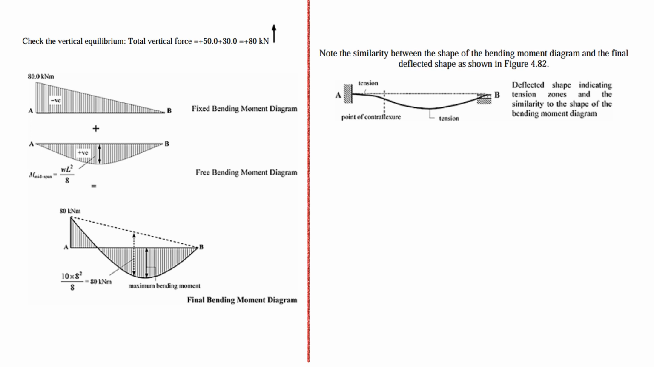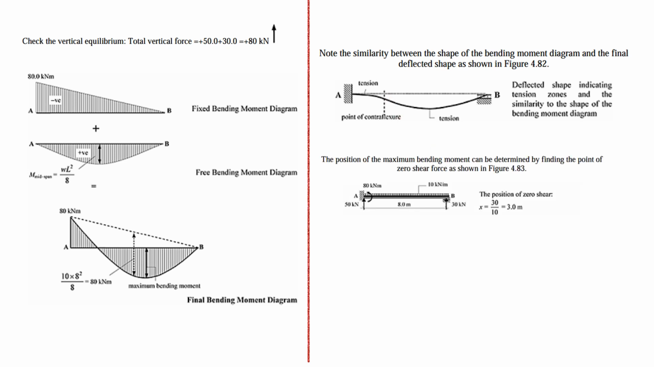Maximum bending moment will be the difference, since this is WL square by 8. And similarly, we can see the relation between the bending moment diagram and the final deflected shape. You see the tension at the top, and here is tension at the bottom, and there will be a point of counterflexion. There will be a rotation curvature here like this, and here the curvature. So there is an inflection. Inflection means at this point there is no bending, right? Bending moment will be 0.